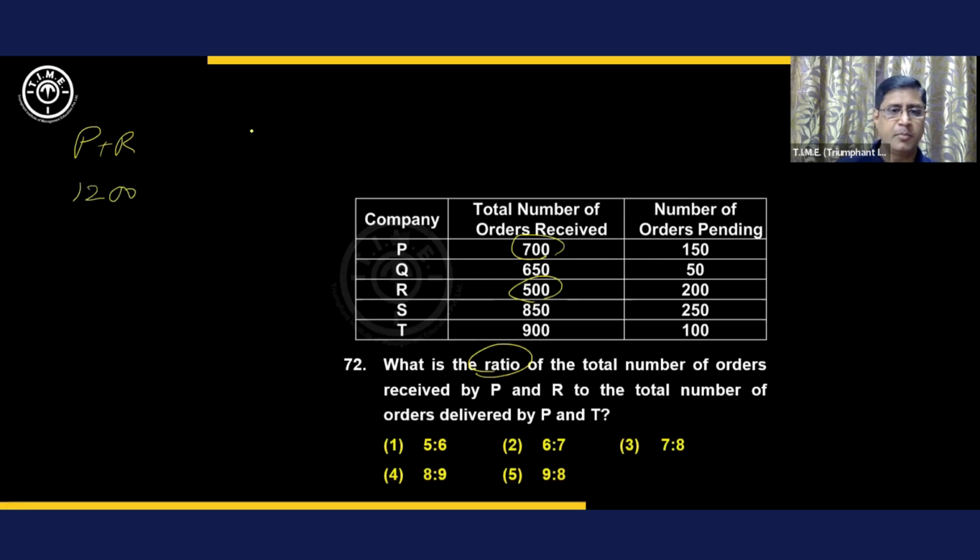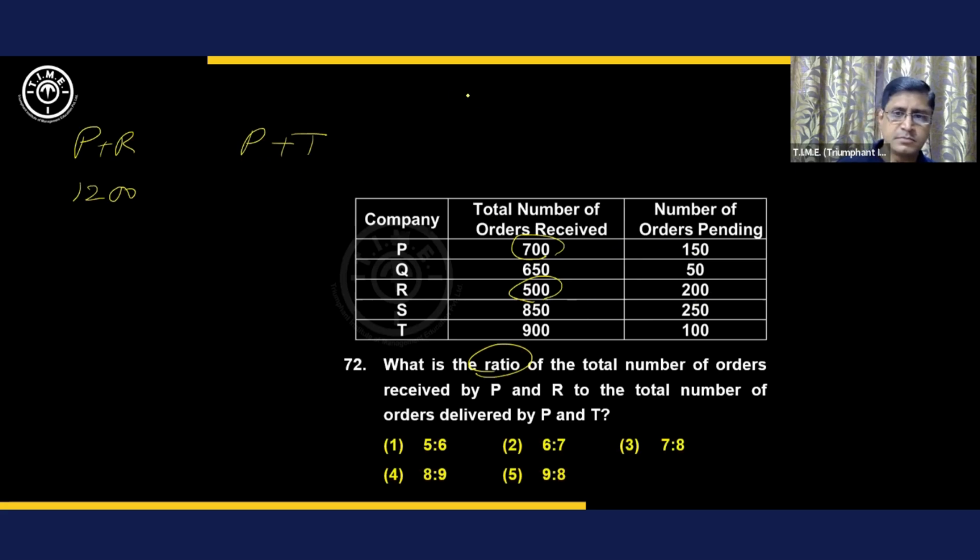What about the next here? P and T. What to find? Number of orders delivered. What is the number of orders delivered here? So 700 minus 150, 500 minus 200. So that is the one approach. Or you can do, 700 minus 150 means 550. 500 minus 200 means it is 300. So 550 plus 300, that is 850. That is the one approach.